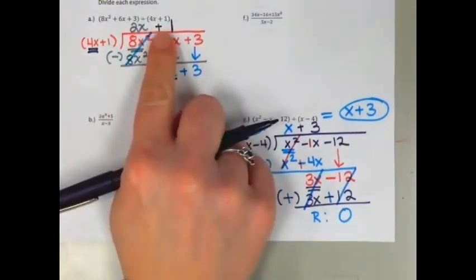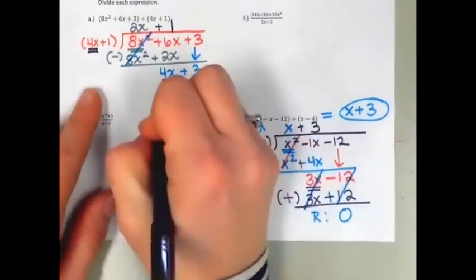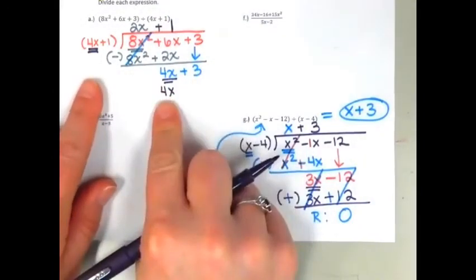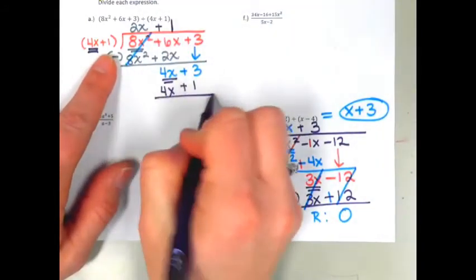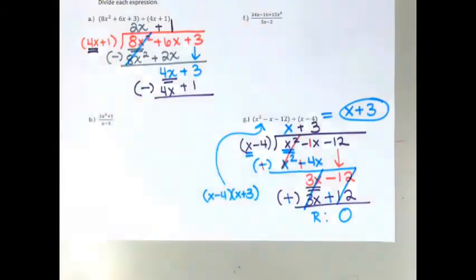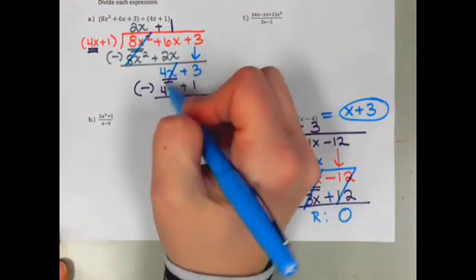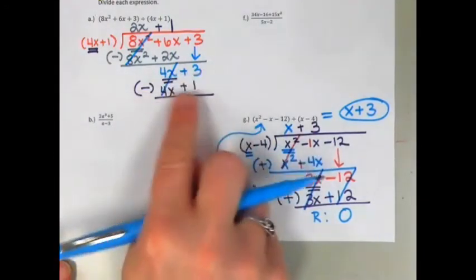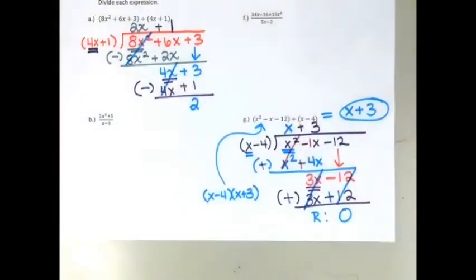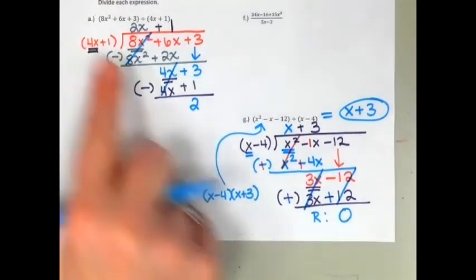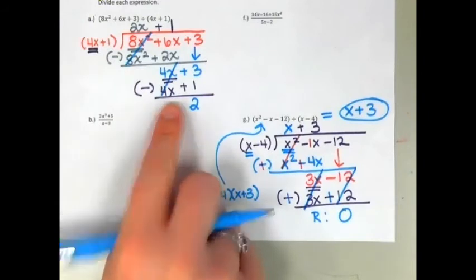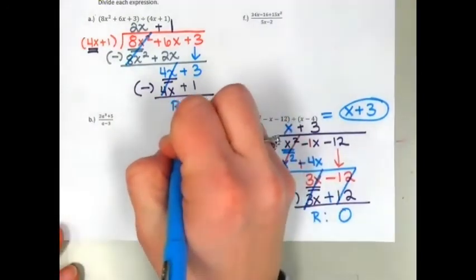And now we distribute the 1 to everything. What's 1 times 4x? 4x. Those should be the same. If not, you did something wrong. 1 times 1 is 1. And now we subtract, right? What is 4x minus 4x? 0. Good. What's 3 minus 1? 2. Now, can 2 be divided by 4x, or can 4x times something get to 2? No. So this here is known as my remainder.